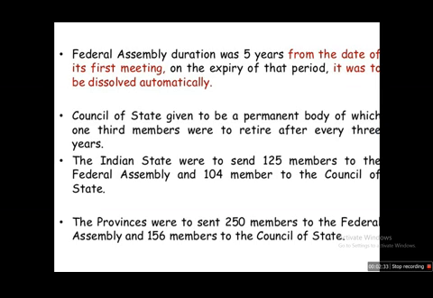So here is the detail. The Federal Assembly's duration was 5 years from the date of its first meeting. On the expiry of that period, it was to be dissolved automatically. The Council of State was to be a permanent body of which one third of the members were to retire after every 3 years. The Indian states were to send 125 members to the Federal Assembly and 104 members to the Council of State. The provinces were to send 250 members to the Federal Assembly and 156 members to the Council of State.